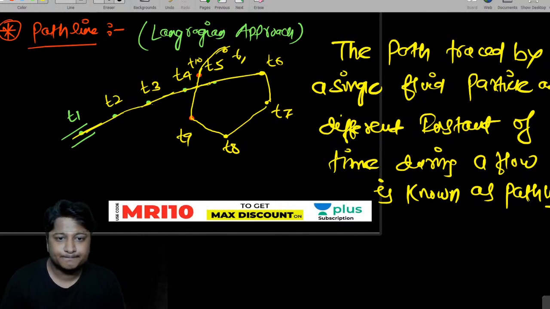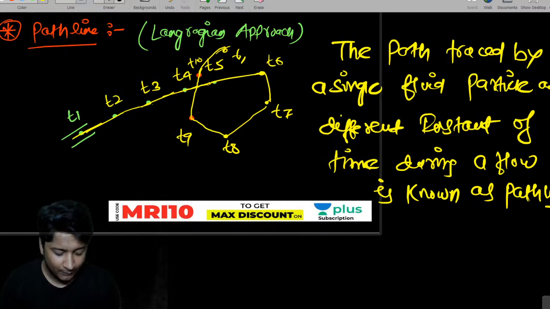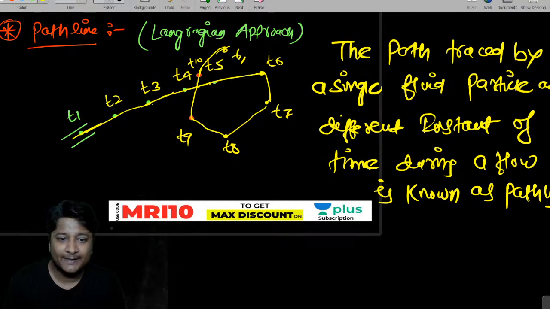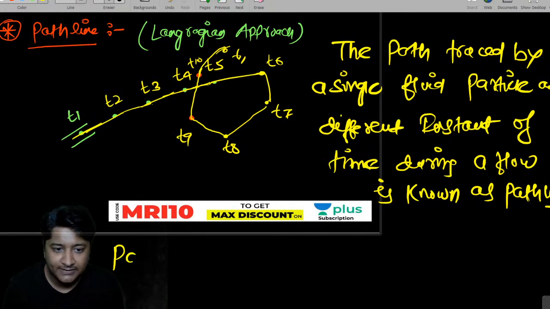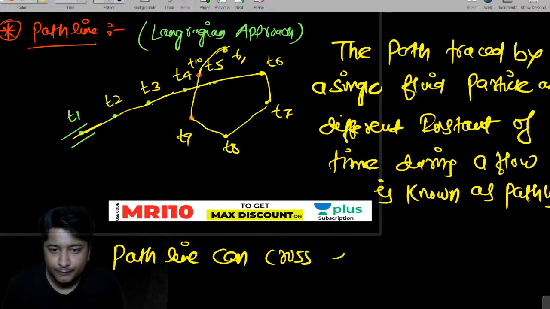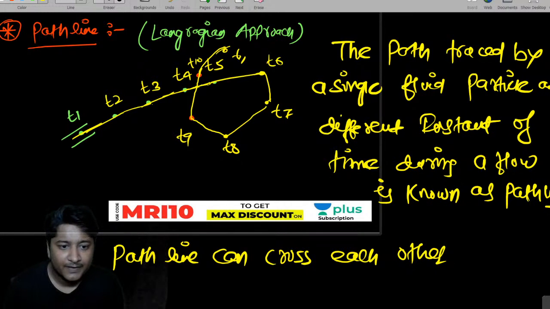चलिए, अब बातें करते हैं हम लोग streak line की. Now we'll talk about the next line, and if you want you can note it down, the second point also. Path line can cross each other.